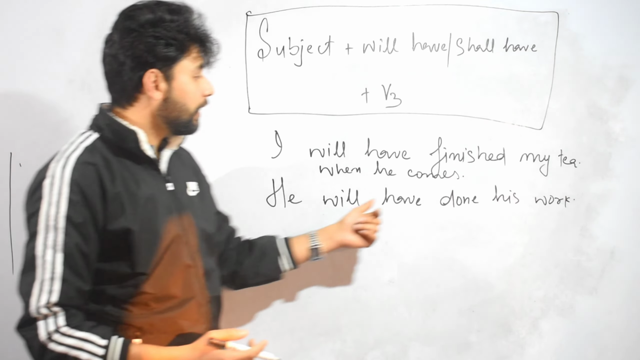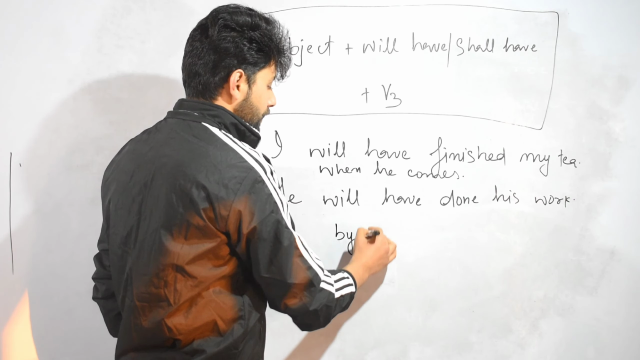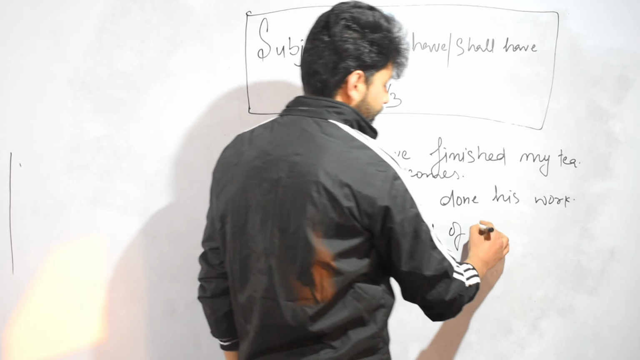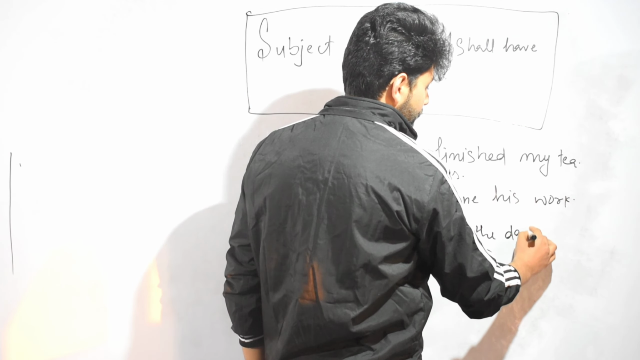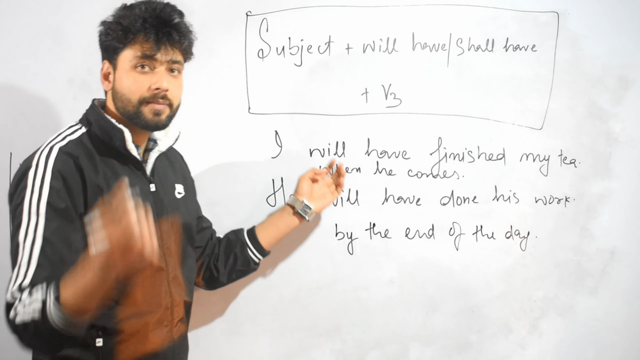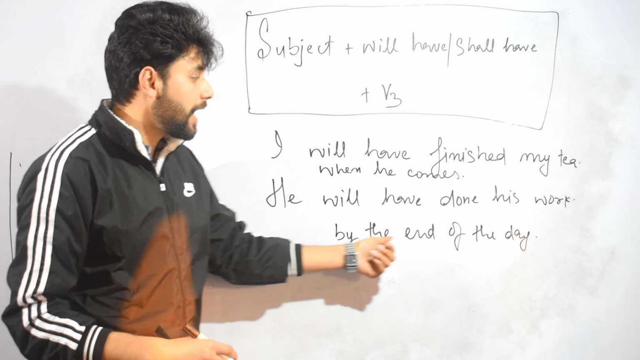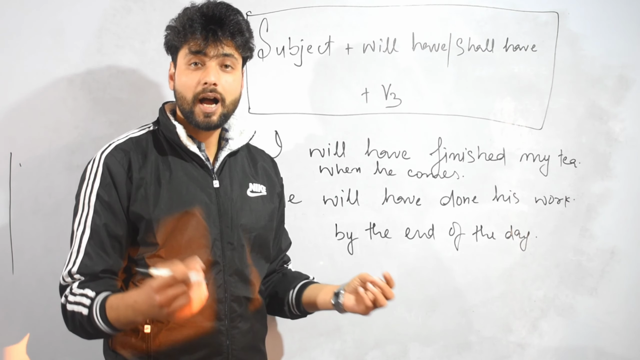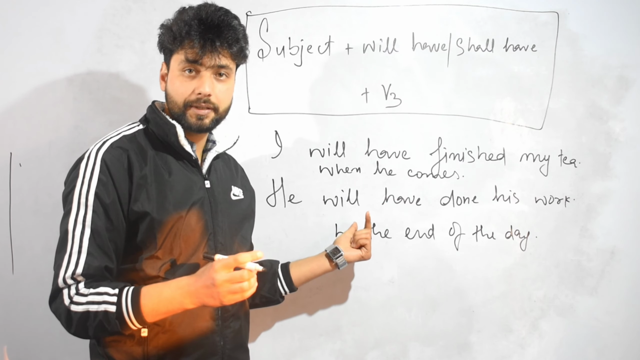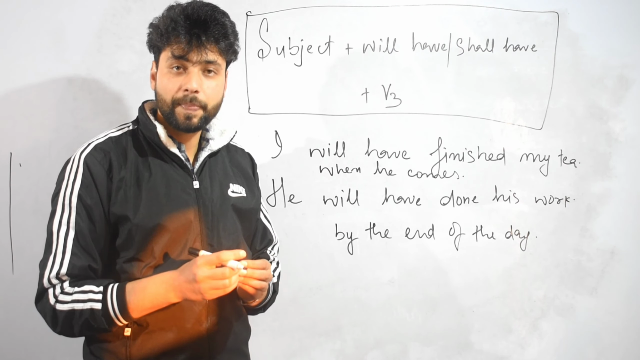Again, he will have done his work by the end of the day. You are specifying the day here, and here you are specifying somebody's arrival. He will have done his work by the end of the day. So this is how we relate specific points of time with our work. We can practice the same tense at home.